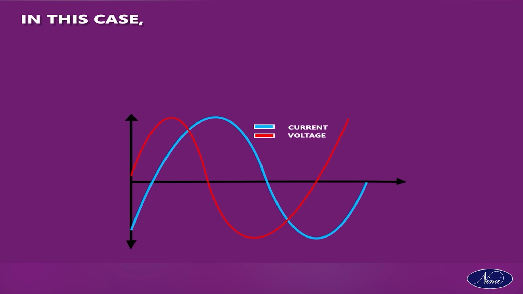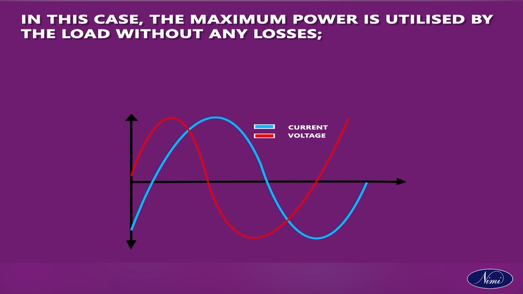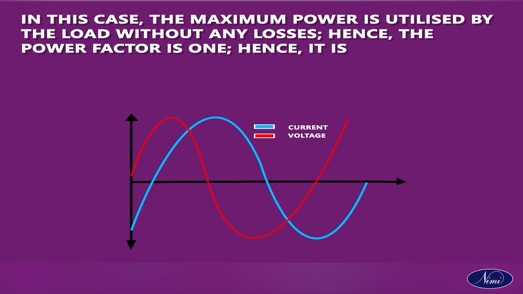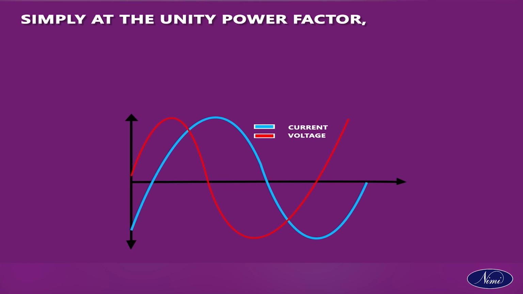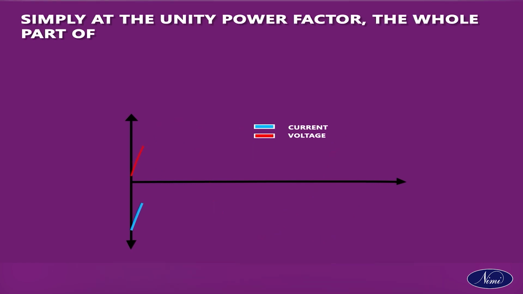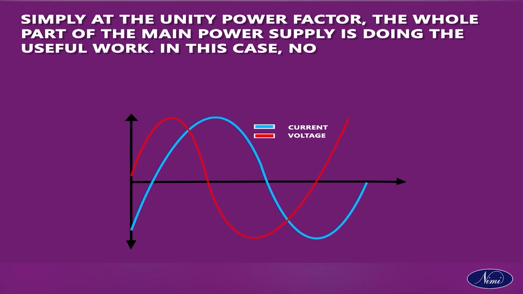In this case, the maximum power is utilized by the load without any losses. Hence, the power factor is 1. Hence, it is called the unity power factor. Simply, at the unity power factor, the whole part of the main power supply is doing the useful work. In this case, no power is wasted.